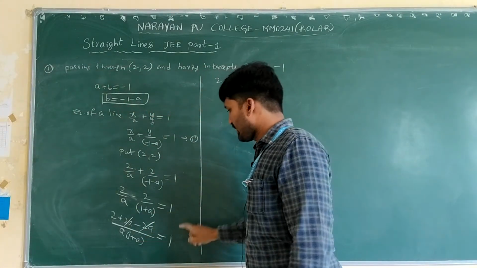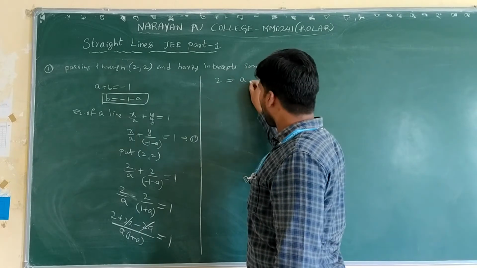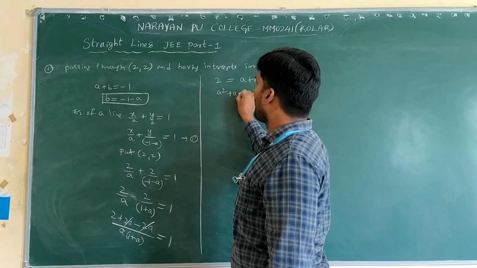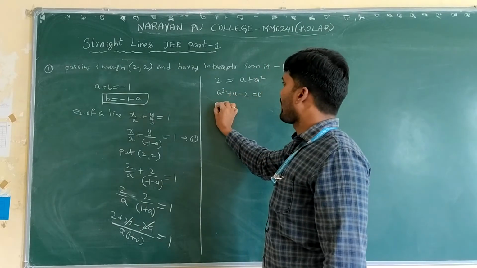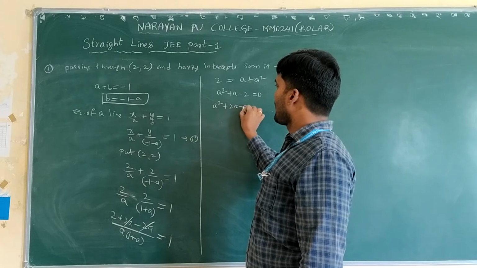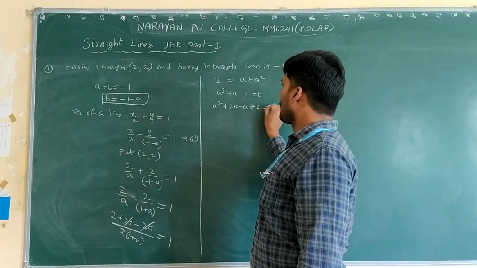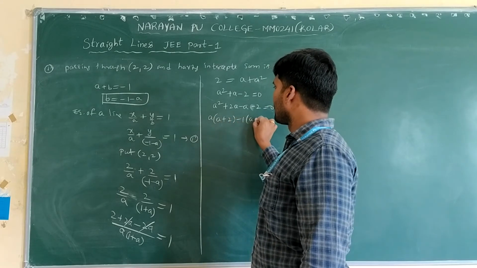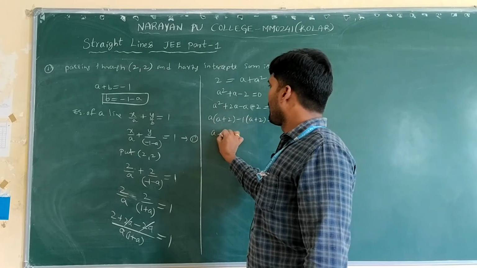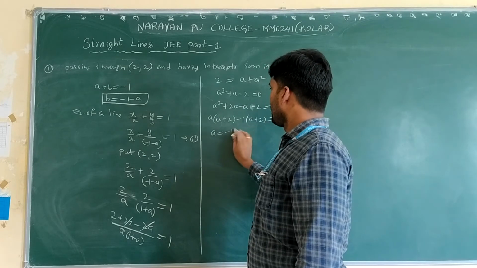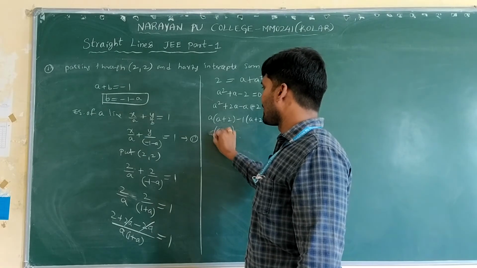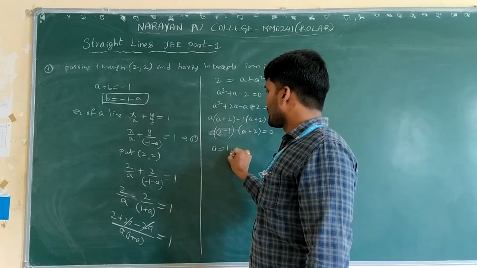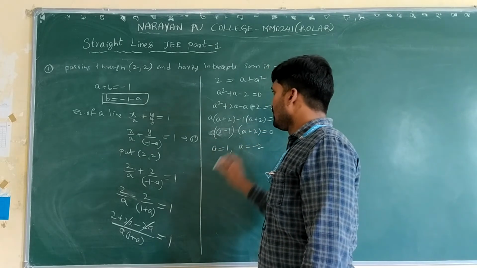Cross multiply. What will you get? A into 1 plus A, that is A plus A square. Send this to the other side: A square plus A minus 2 equal to 0. For minus 2 the factors are: A square plus 2A minus A minus 2 equal to 0. If you take A common, we get A into A plus 2 minus 1 common A plus 2. So finally, A minus 1 into A plus 2 equal to 0. From this what do we get? A value 1 and A value minus 2.